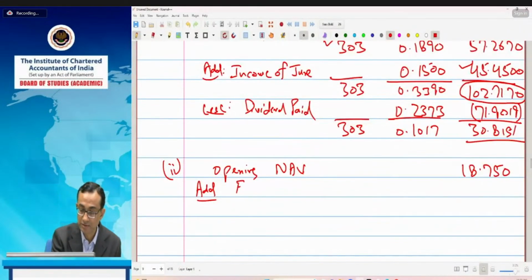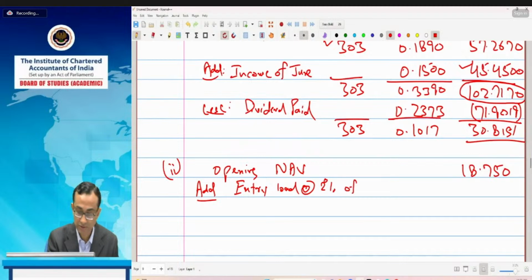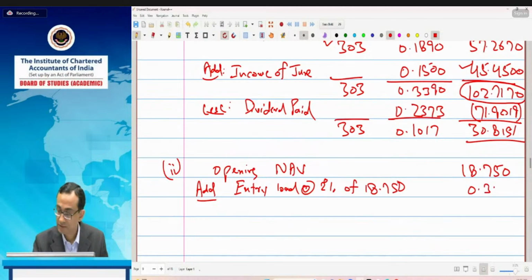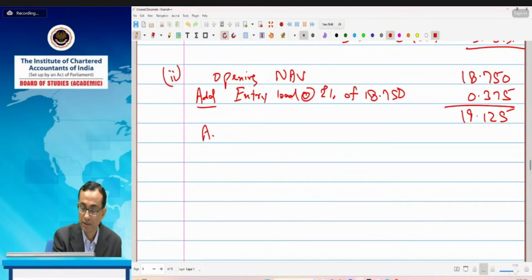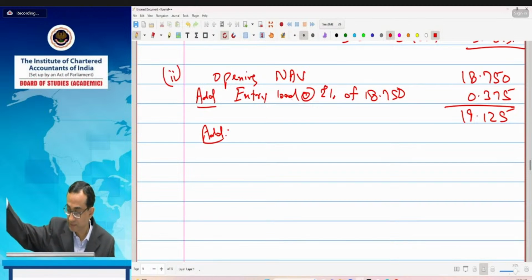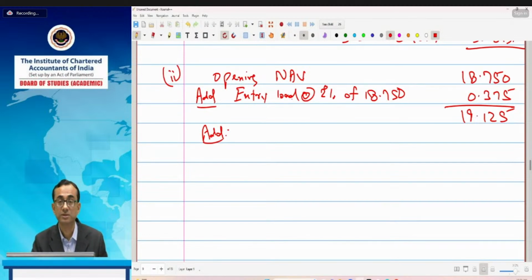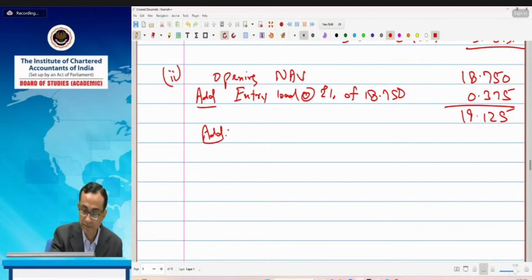So add entry load. Entry load at the rate of 2%, that is 2% of 18.750. So it will be 0.375. So it is coming to 19.125. Again, dividend equalization is added because it will be charged from the new unit holders and added to NAV. At the end of the year, it is then again paid back because at the end of the year, total dividend is declared.